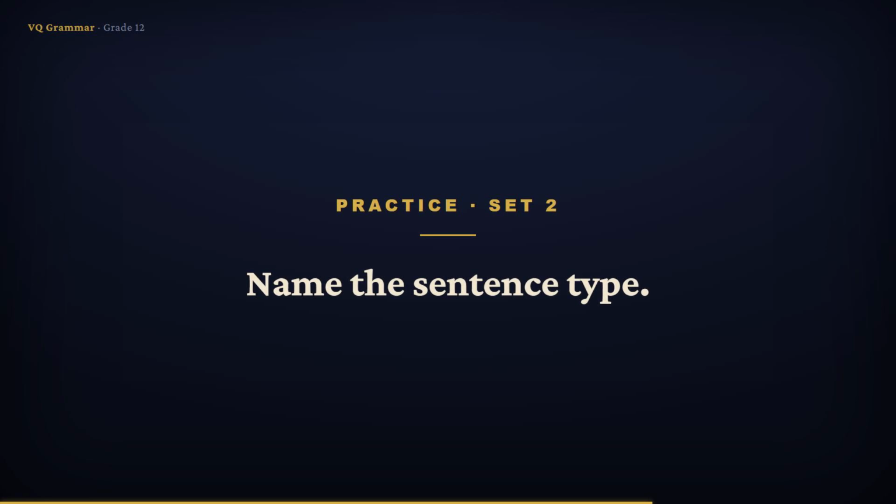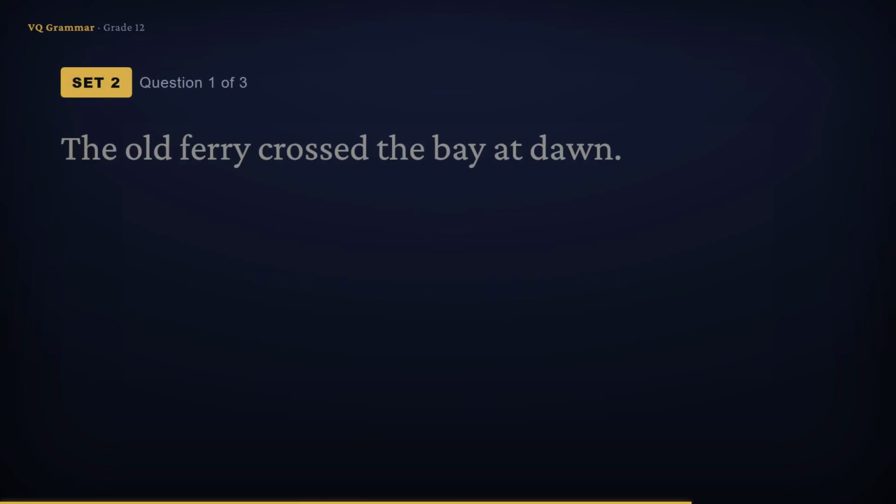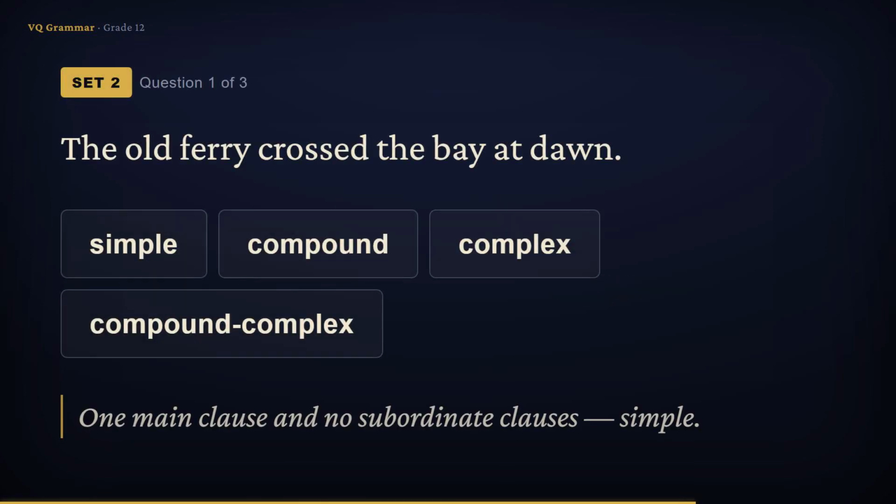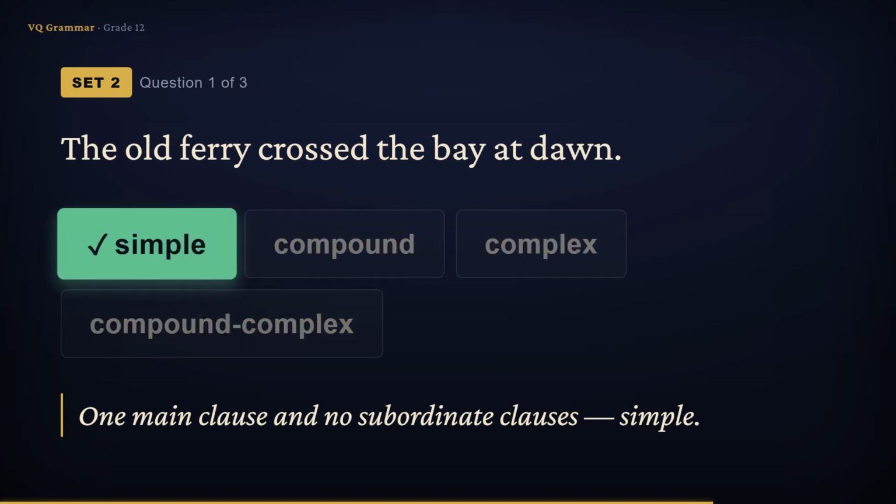Now the full test. For each sentence, name its type from all four. Simple, compound, complex, or compound complex. Count the main clauses, count the subordinate clauses, and let the numbers decide. Pause and choose before I answer. "The old ferry crossed the bay at dawn." Count the clauses. There's one main clause, and no subordinate clauses at all. Nothing extra hanging on. That makes it a simple sentence.